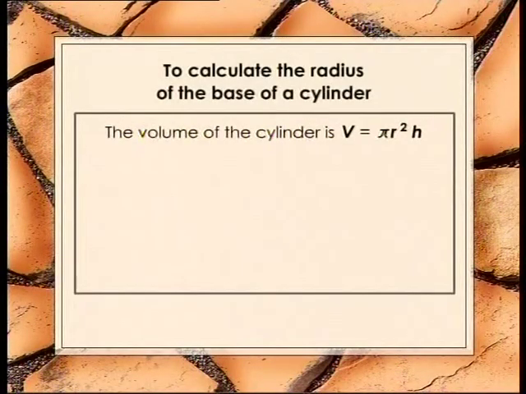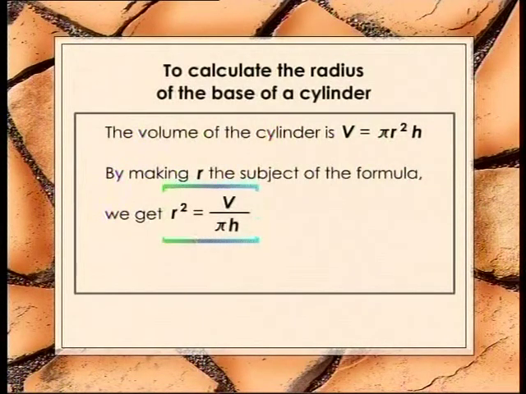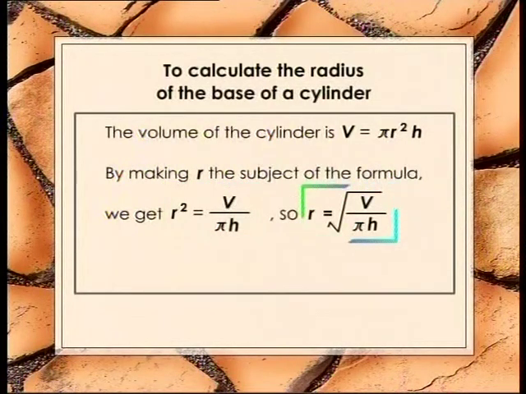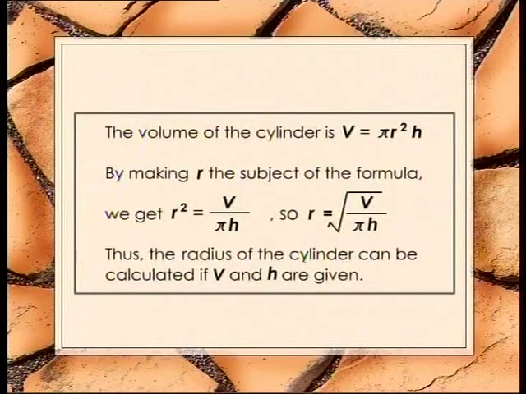The volume of the cylinder is V equals pi R squared H. By making R the subject of the formula, we get R squared equals V over pi H. So, R equals the square root of V over pi H. Thus, the radius of a cylinder can be calculated if V and H are given.